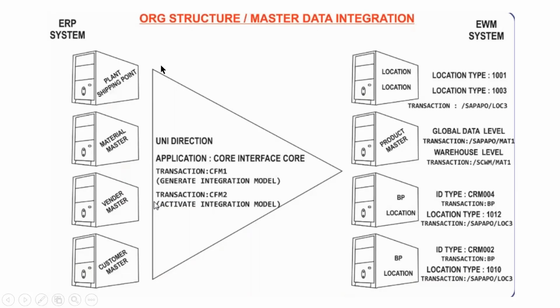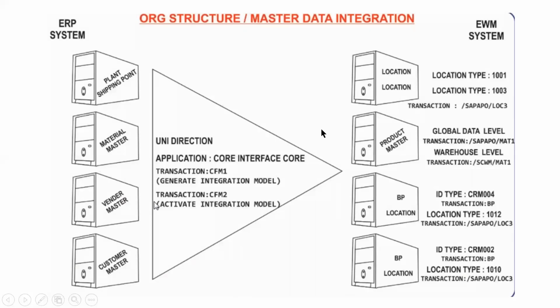Here plant and shipping point will be changed as the location type. Based upon the location type, we're going to differentiate them. Here location type is 1001 for the plant. Yesterday I have shown that, and shipping point will be 1003. That is how we're going to do it. And where we can check it, this is the SAP APO LOC3. We're going to check it.